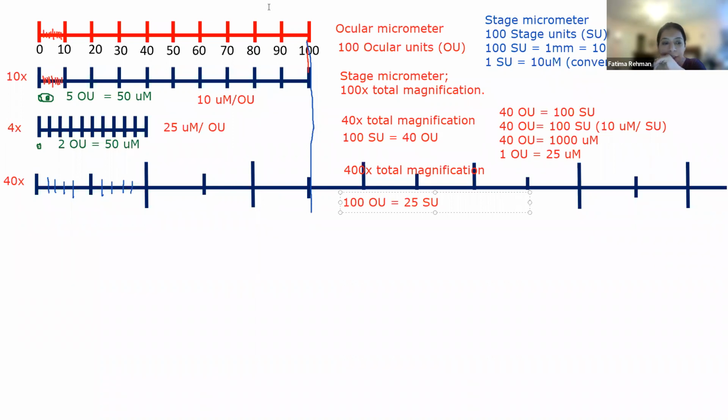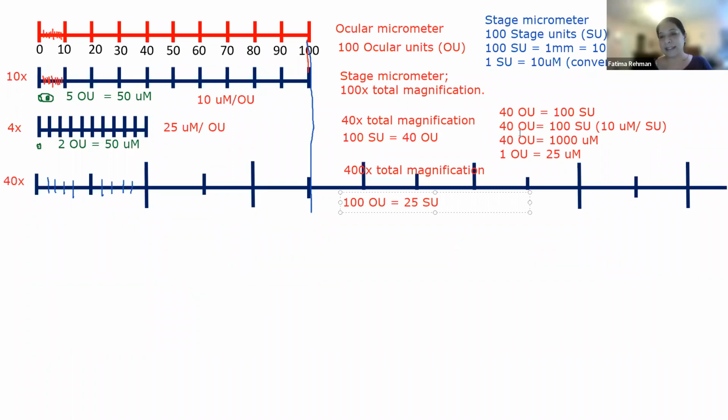So what's our calibration? No, you still have to give it to me in one micrometer or one ocular unit. So remember, our calibrations always talk about a single ocular unit, not two. So divide it up further. 2.5 micrometer per ocular unit.